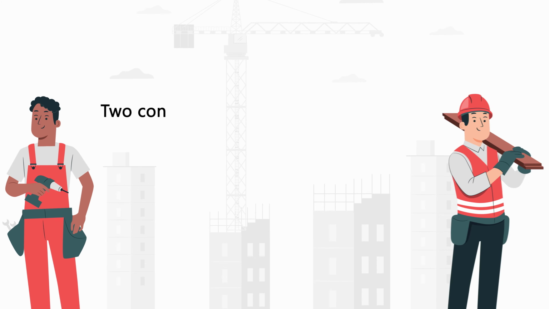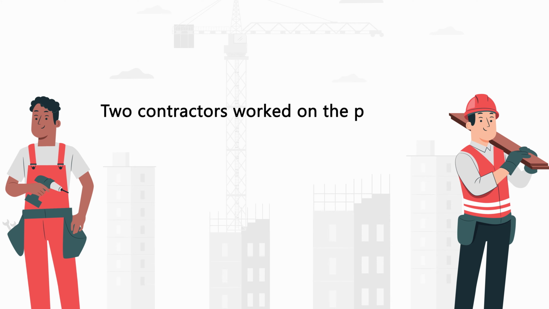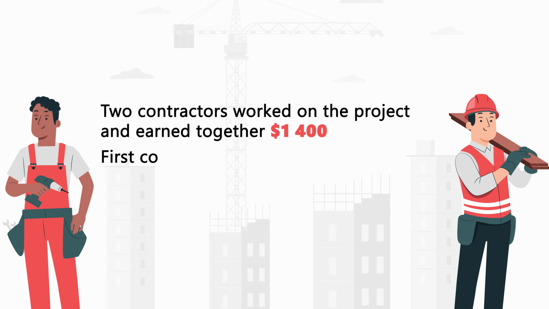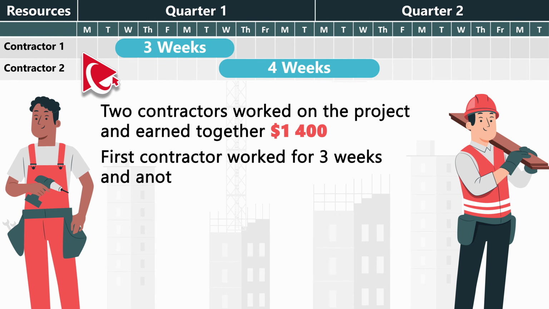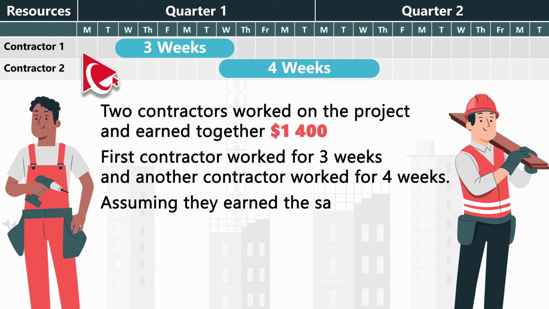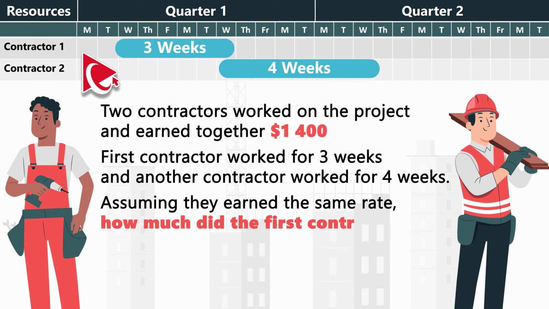Well, the good thing about this problem is that we only need to solve it for 2 contractors. Because in our problem, 2 contractors worked on the project and earned together $1,400. First contractor worked for 3 weeks and another contractor worked for 4 weeks. Assuming they earned the same rate, how much did the first contractor earn?